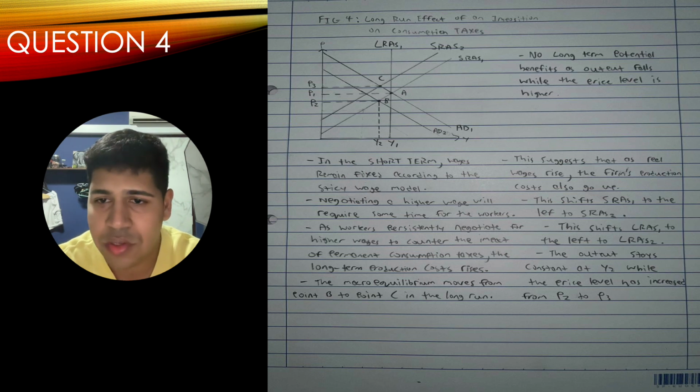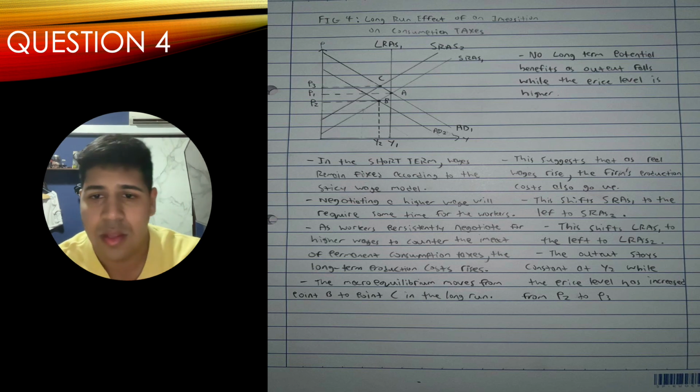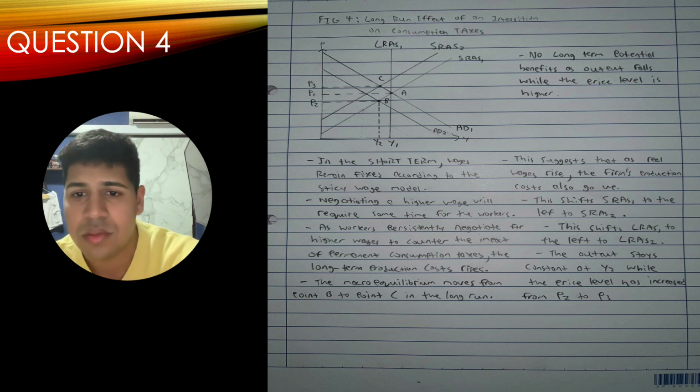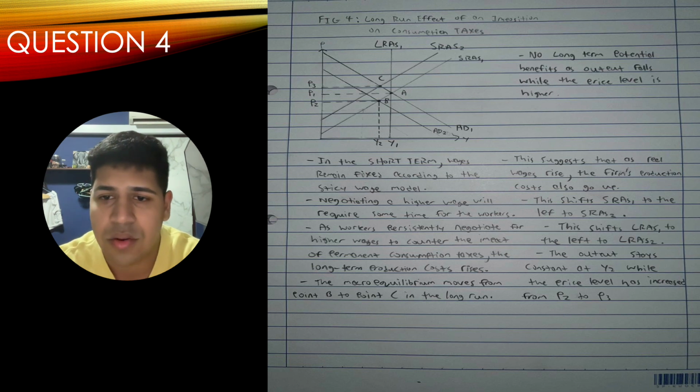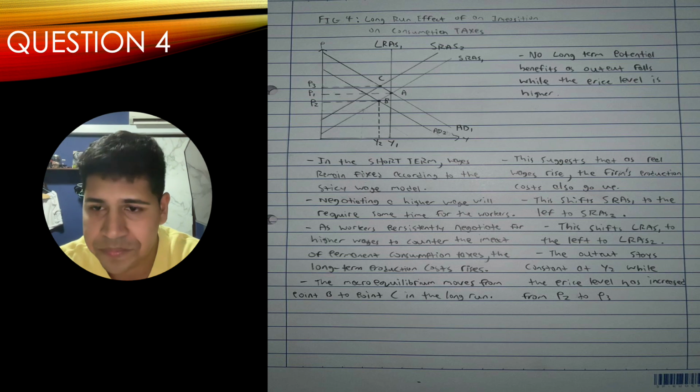So in this slide, we use an AD-AS model to analyze the potential long-term benefits of a tax aimed at improving people's health. So in the short term, wages often remain fixed due to the sticky wage model. Negotiating higher wages takes time for workers, and this suggests that as real wages rise, firms' production costs also increase. As a result, we observe a leftward shift of the short-run aggregate supply curve, which is the SRAS1 to SRAS2.